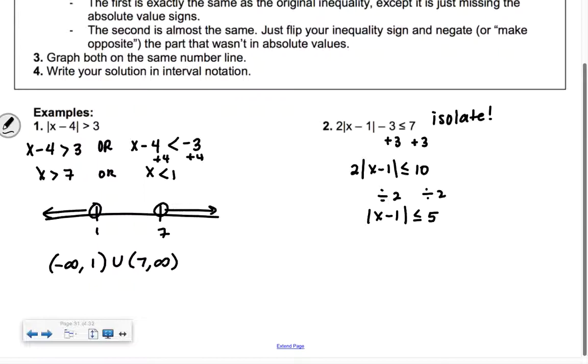So now here's where we break it into the two pieces. The first one's going to be exactly the same, no absolute value. So we're going to have x minus 1 is less than or equal to 5. And the next one's going to be the same except we flip the sign and make the number negative. So I'm going to have x minus 1 is greater than or equal to negative 5.